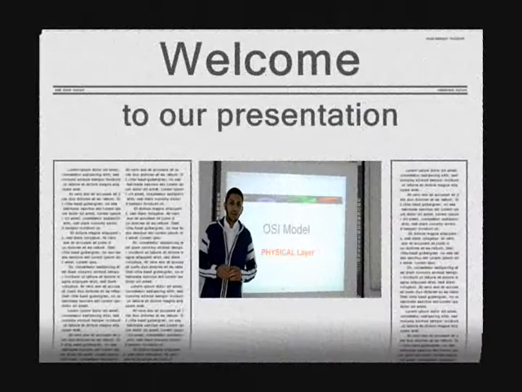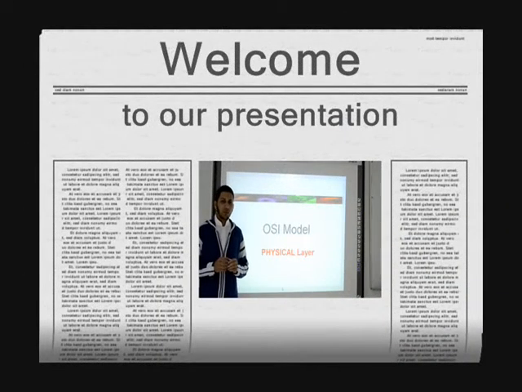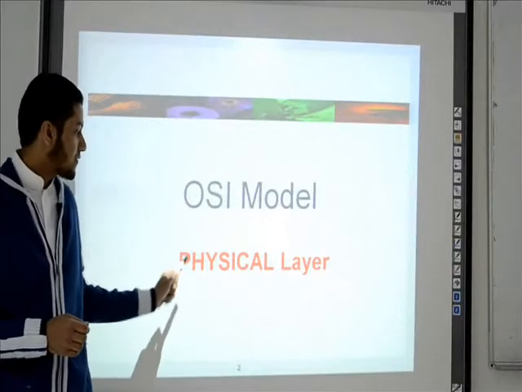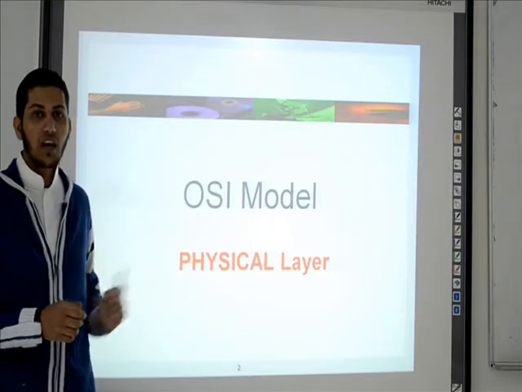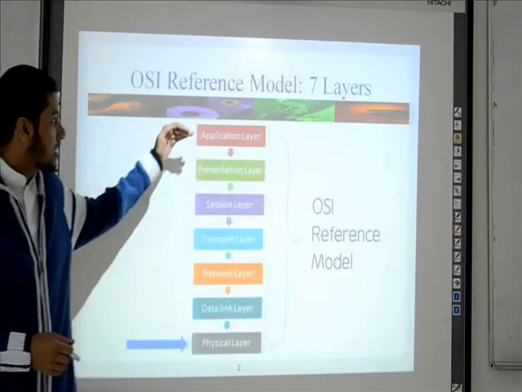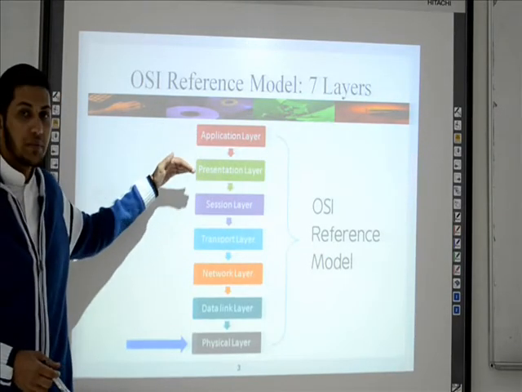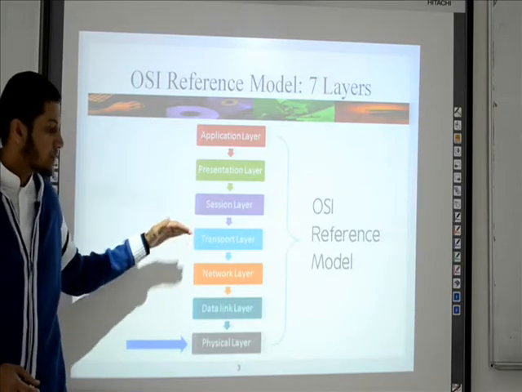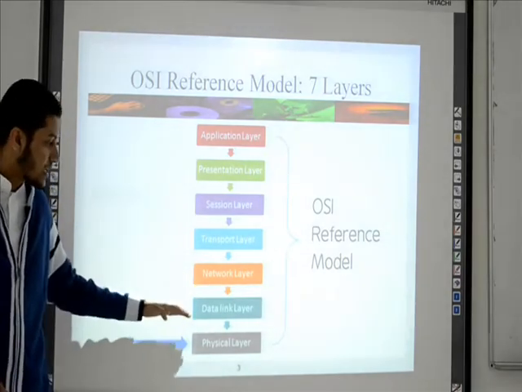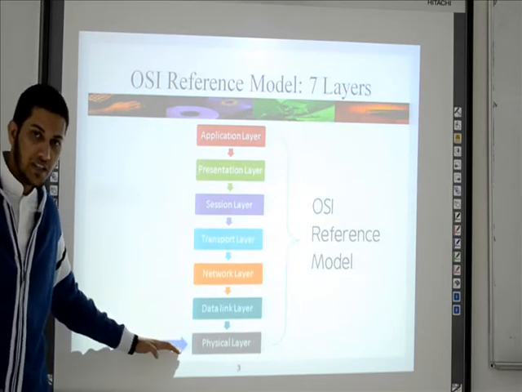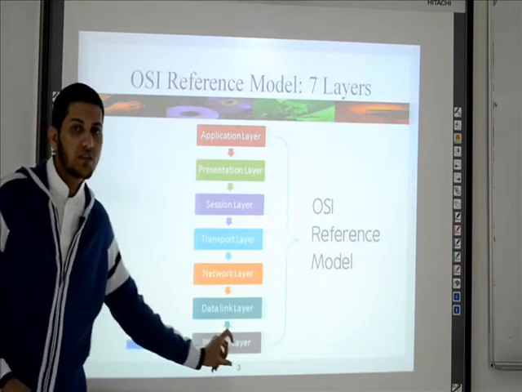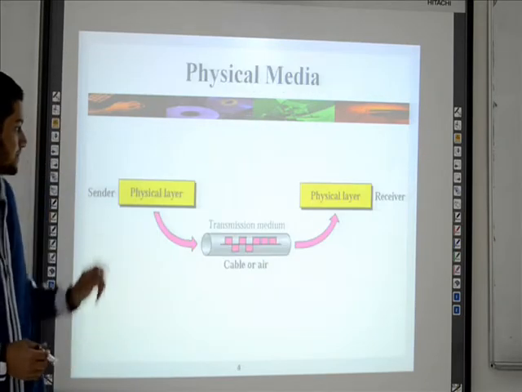Hi everybody, good evening. Today we will talk about the OSI model. We have 7 layers in the OSI model. We will see now: application layer, presentation layer, session layer, transport layer, network layer, data link layer, and physical layer. Today we will talk in more detail about the physical layer.